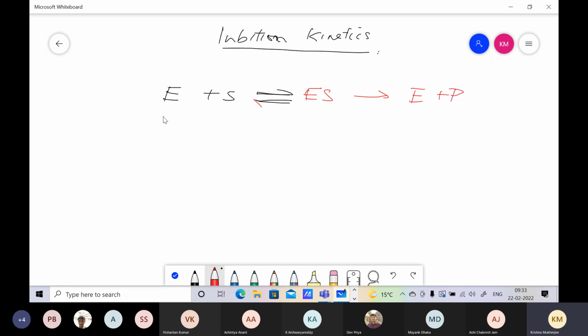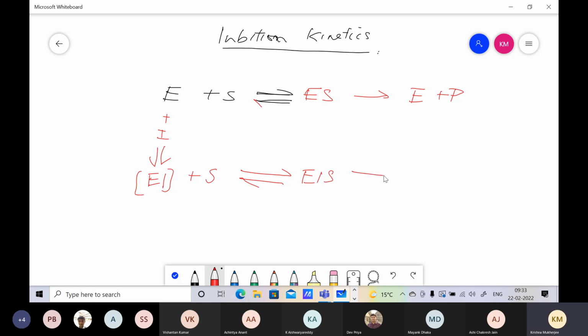And then we have E plus P, right? You're all familiar with this basic model. And you're also familiar with the fact that I talked about E plus I, and this was the competitive inhibition model going to EI, and this was dead end. But theoretically, in a most general model, it is possible that this EI can combine with S and give something like an EIS.